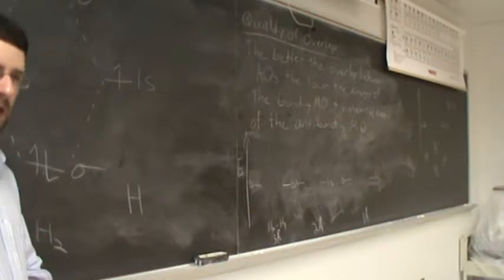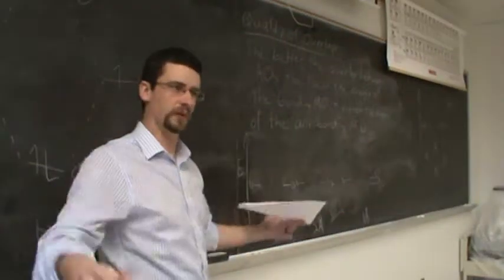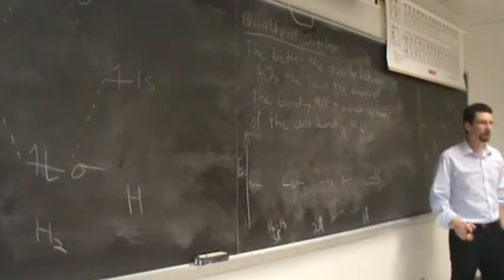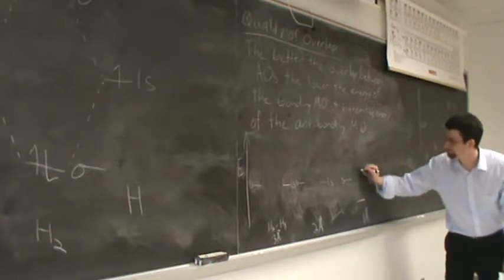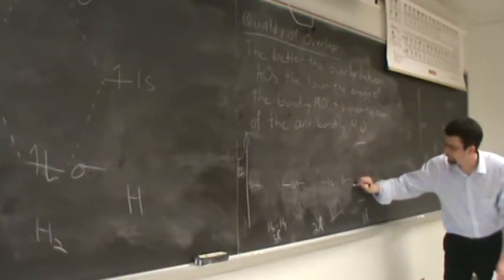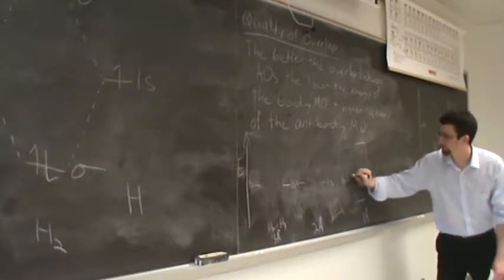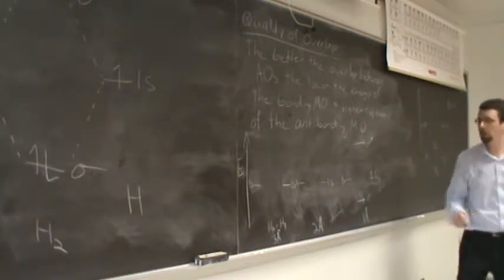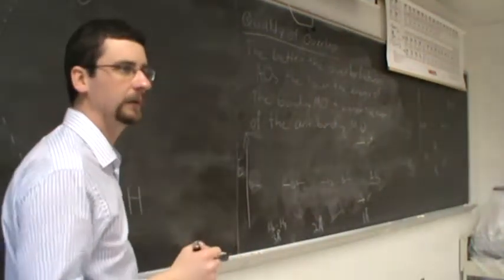Which one is going to have the best quality of overlap? Yep, 1 angstrom. Because the atoms are closer to one another, they're going to have a more complete overlap. So what do you know about the bonding and antibonding then? Bonding is going to be low in energy. Yep. And antibonding is going to be higher. Sigma, sigma star.